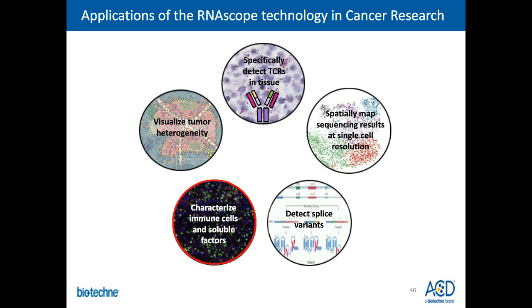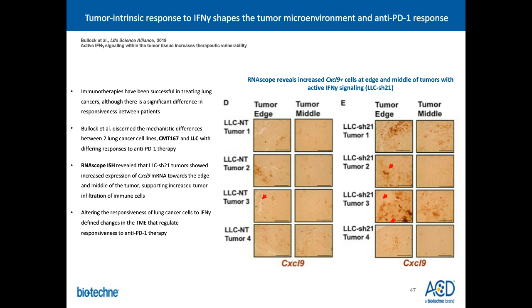Starting with the application of RNAscope in characterizing immune cells and soluble factors. In this particular example, one of our customers used RNAscope to detect the expression of chemokine CXCL9 as a marker for activated immune cells. They compared two different lung cancer cell lines and demonstrated that the cell line with active interferon gamma signaling had a better response to immunotherapy. When they potentiated interferon gamma signaling in the resistant cell line, they observed increased responsiveness to anti-PD-1 therapy and increased immune cell activation indicated by CXCL9.